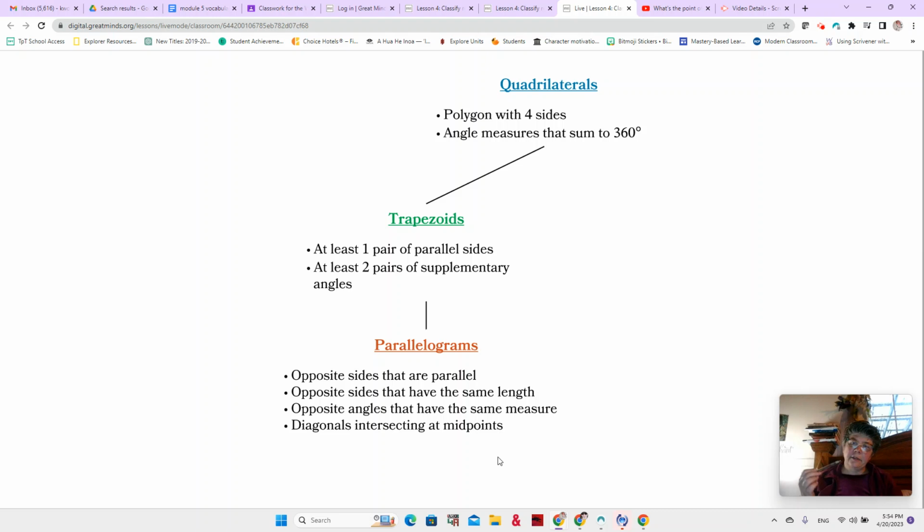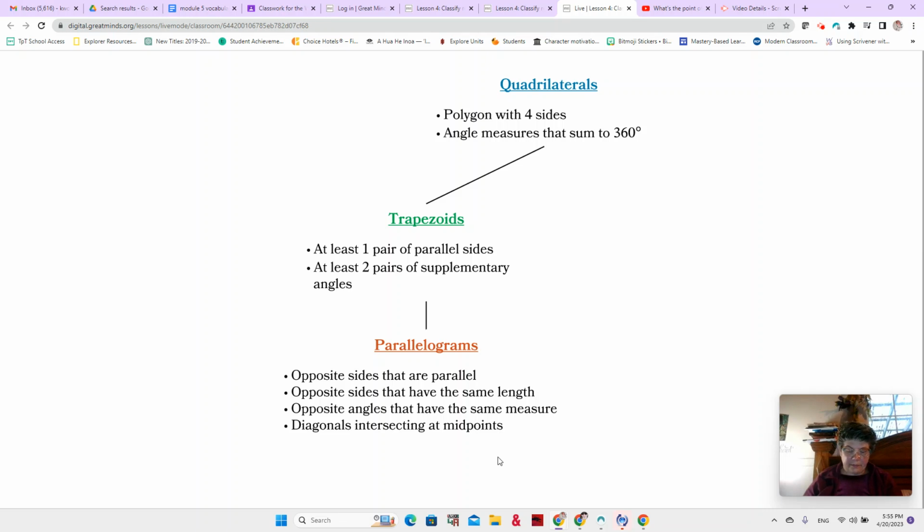Are all rectangles rhombuses? Okay, think about what makes a rhombus. Yes, because the opposite sides of a rectangle are parallel, right? Opposite sides of a rhombus are parallel. Opposite sides of a rectangle are parallel. Are all rectangles rhombuses?